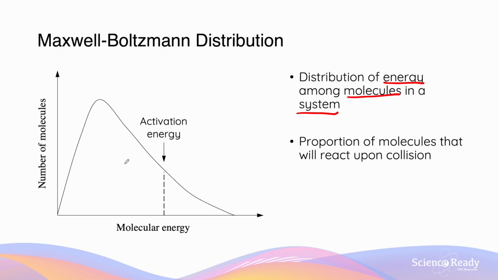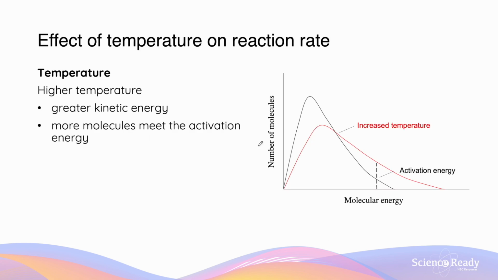On this distribution curve, only the molecules which exist to the right of this activation energy are molecules which are going to react upon collision. The effect of temperature on reaction rate is that since we increase the temperature, there is a greater amount of kinetic energy which exists within that system. The red line on this Maxwell-Boltzmann distribution indicates the reaction energy when the temperature has been increased.